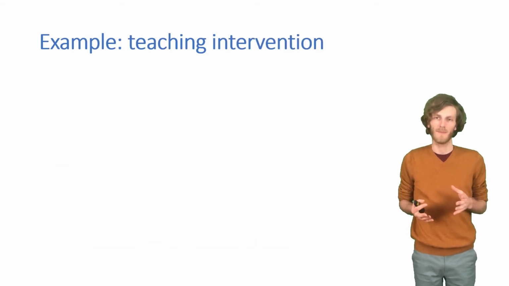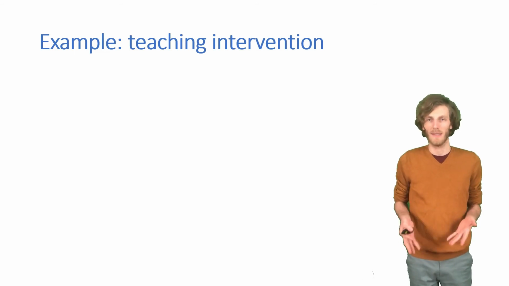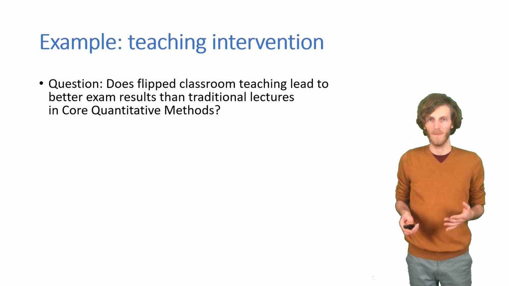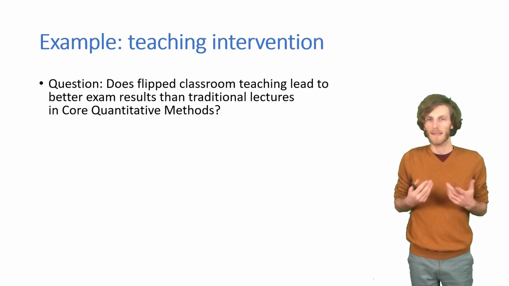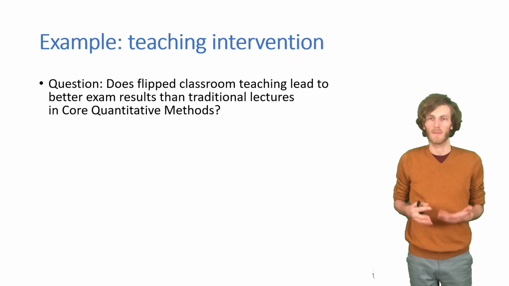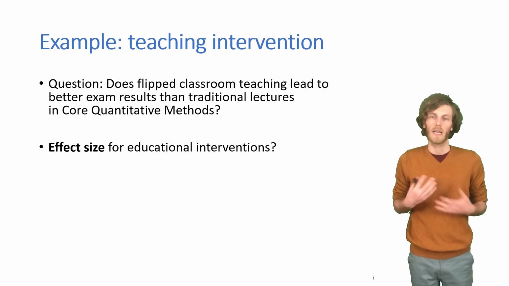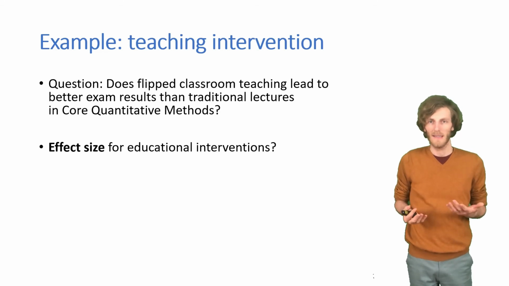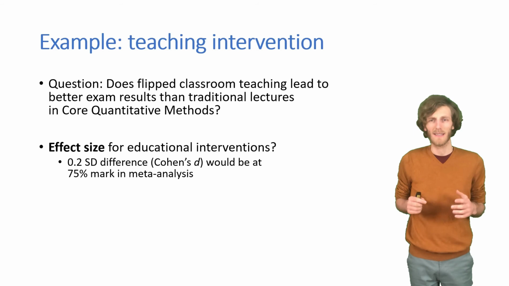Let's look at an example of a teaching intervention. And in fact, something that would be interesting to study with this course, namely the question of whether a flipped classroom approach makes the core quantitative methods course more effective. So the first question would be, what kind of effect size can we expect? There's little research on that particular question, so we might decide to just look at education interventions in general, and there in fact effect sizes are usually quite small.